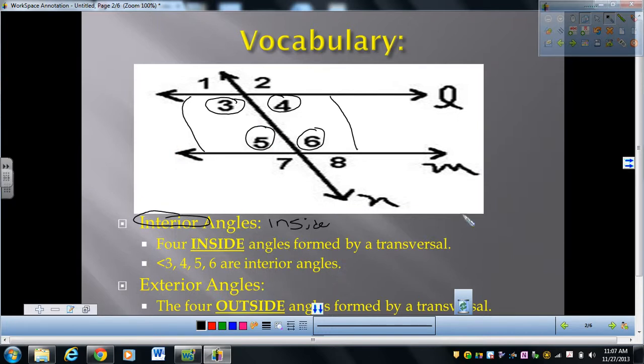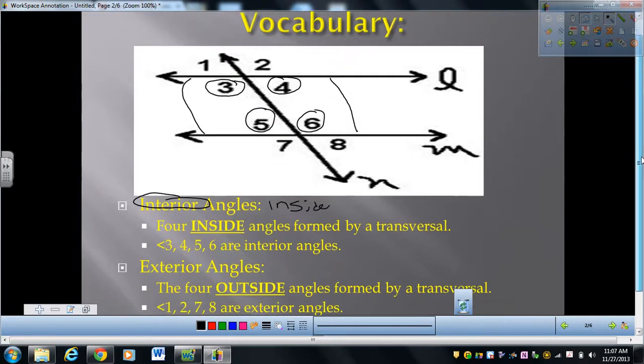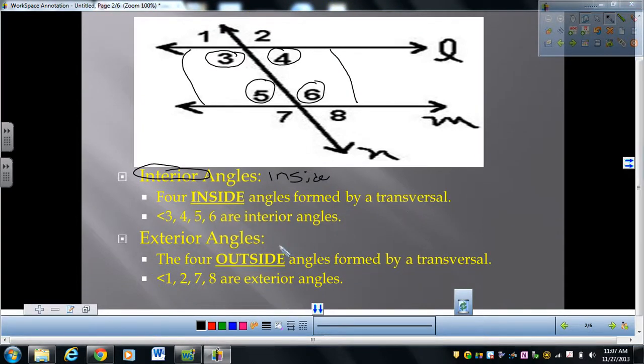Okay? Then you've got your exterior angles, and exterior, that word there, means outside. Outside the house. So all of your angles that you have left here that are outside, that you can't connect the lines, you've got 1, 2, 7, and 8. Those are exterior angles. They're outside the parallel lines. Okay?